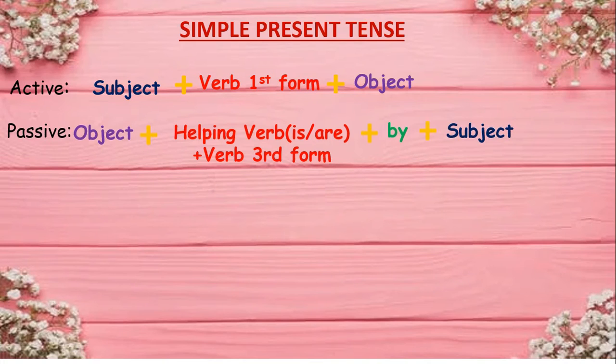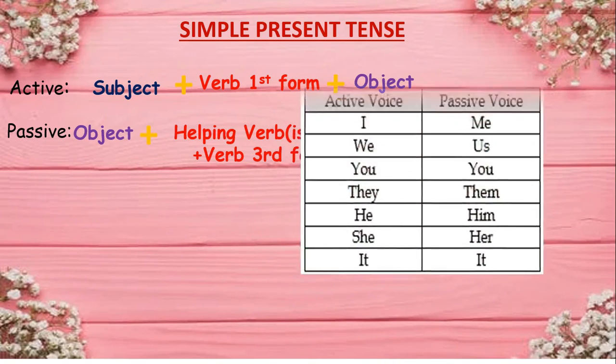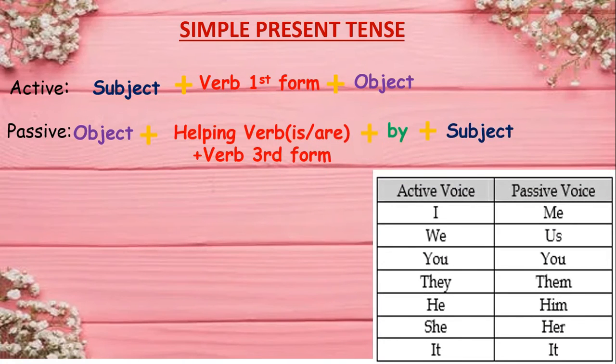But when the subject comes at the end of the sentence in a passive voice, it changes the conditions. For example, if we are using I as a subject in active voice, when it comes at the end of a sentence in passive, it becomes me. When we use we as a subject in active, it becomes us. You will remain you, they becomes them, he becomes him, she becomes her, it will remain the same.